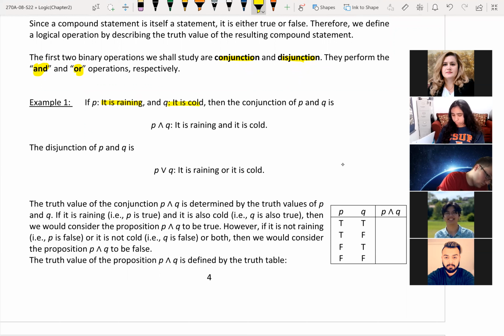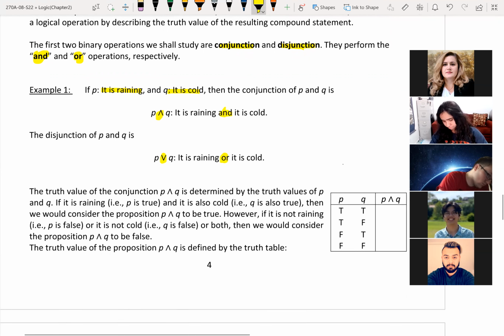So that's conjunction. This is called conjunction. Notation wise, we're using this notation. Again, you might use different notation in different courses. And then a disjunction is "or". We use the V shape for disjunction. So it's raining or it's cold. So, conjunction is "and" and disjunction is "or".